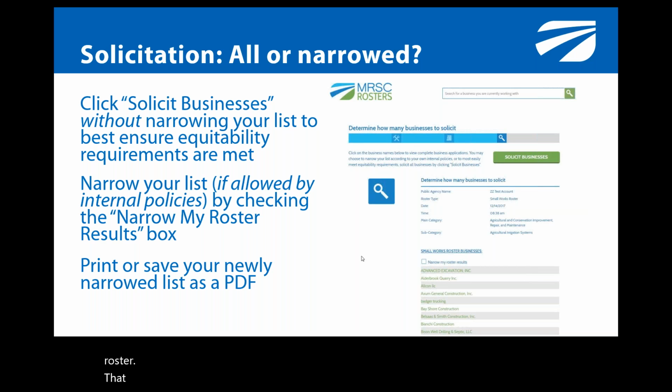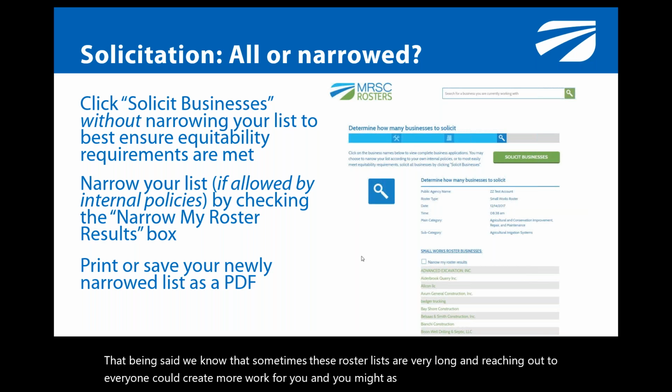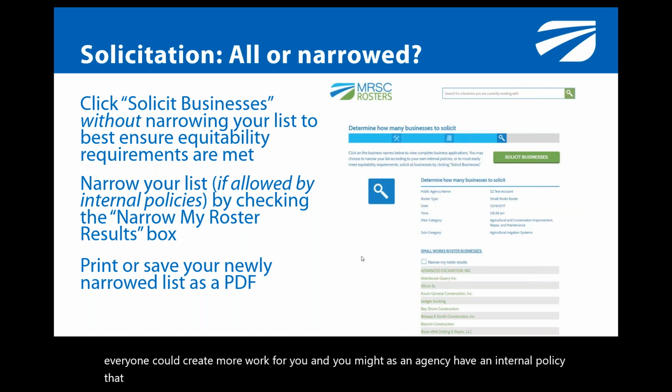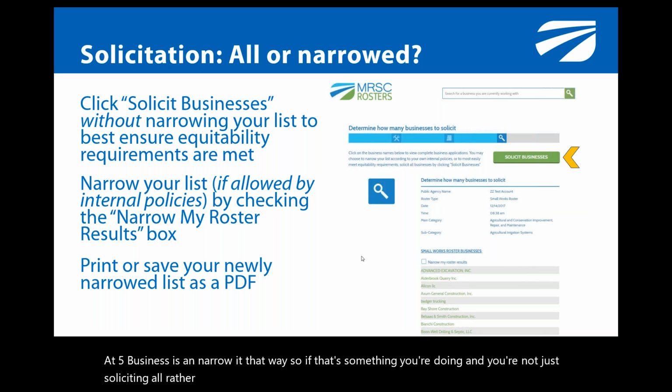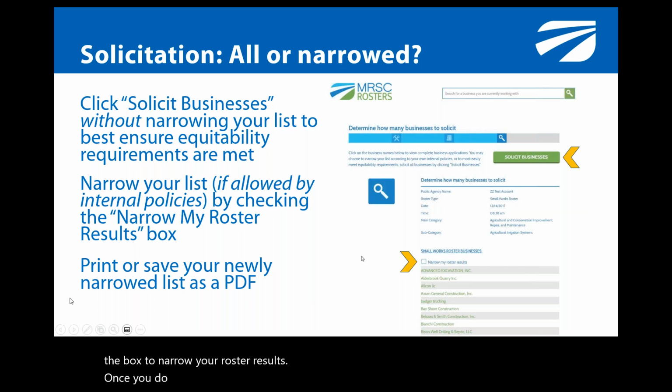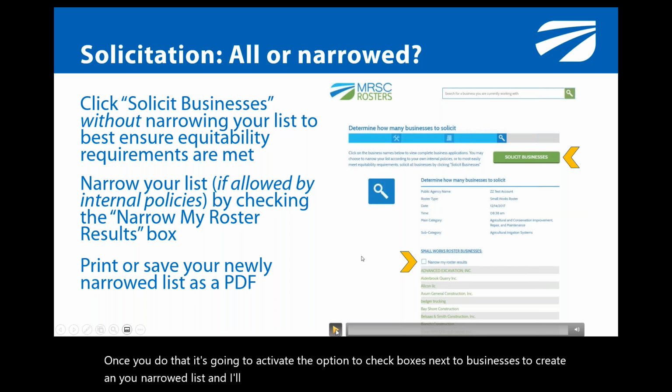That being said, we know that sometimes these roster lists are very long, and reaching out to everyone could create more work for you. You might, as an agency, have an internal policy that allows you to narrow your list and solicit 5 businesses. So if that's something you're doing and you're not just soliciting all, rather than clicking first on that solicit businesses button, you're going to check the box to narrow your roster results. Once you do that, it's going to activate the option to check boxes next to businesses to create a new narrowed list. And I'll show you a video clip to demonstrate.